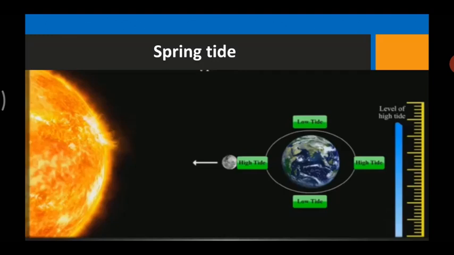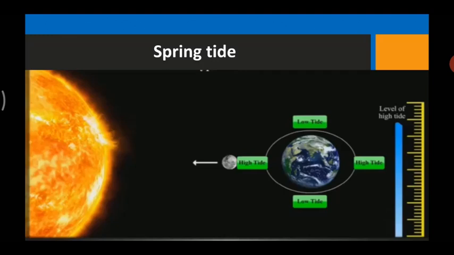Spring tide: as the bulge of the high tide is greater, the water at low tide recedes. That means it becomes much less. So the water level during spring tide is higher than the average high tides. Okay, it's higher than the average high tides and lower than the average low tides.